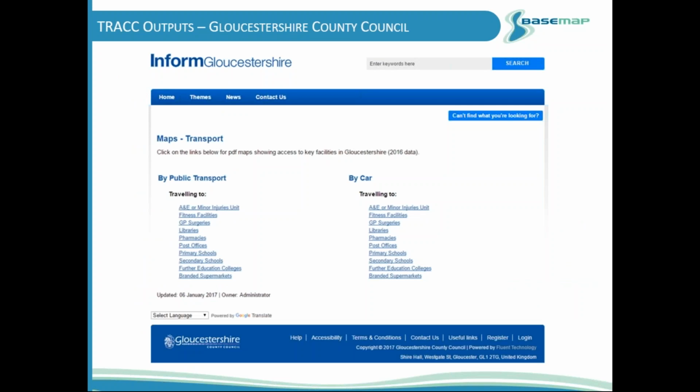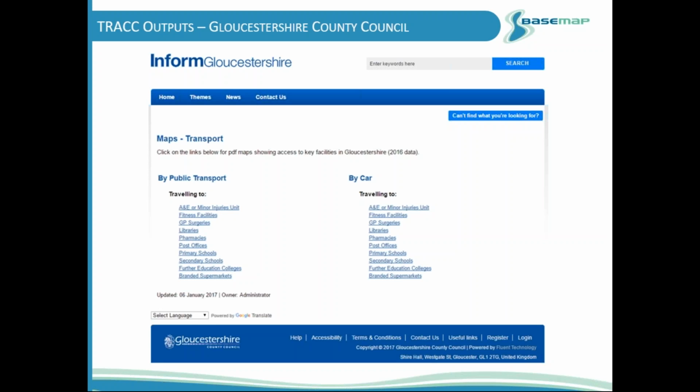And this can be really useful. So you can produce these maps, but then how do you get these maps out to people? So, for example, Gloucestershire County Council, as part of their website, Inform Gloucestershire, produced all of these maps and made them available for all their residents to download. And many borough councils have very similar mapping systems at the moment, showing you where you've got ongoing planning, or where you might have car parks and things like that.